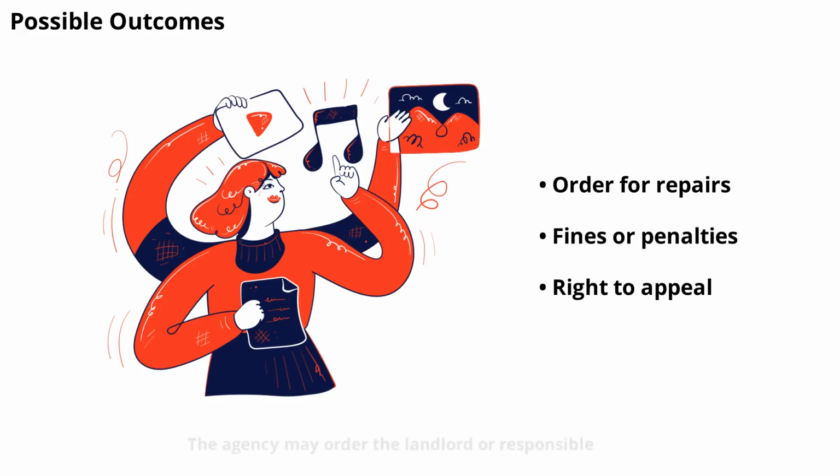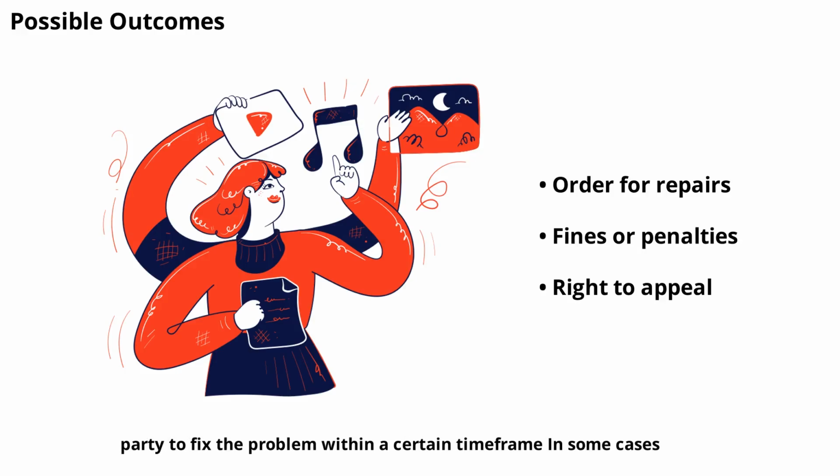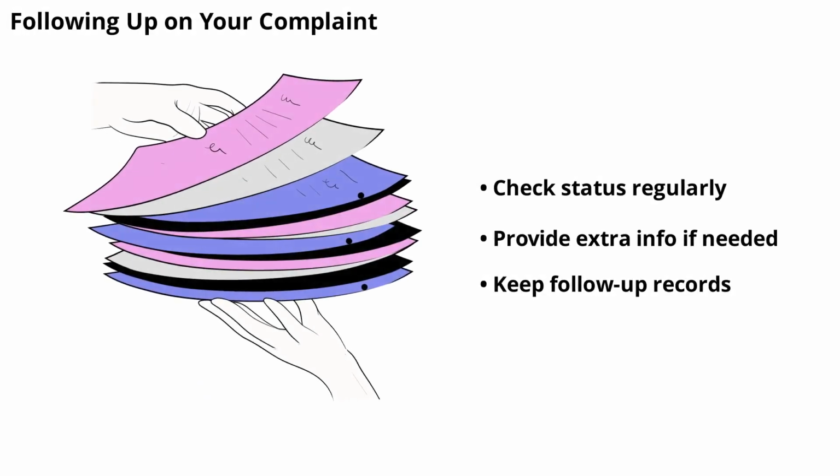The agency may order the landlord or responsible party to fix the problem within a certain time frame. In some cases, fines or penalties may be issued for violations. If the complaint is not upheld, you'll receive an explanation. Regardless of the outcome, you have the right to ask for further review or appeal the decision if you believe it was unfair.